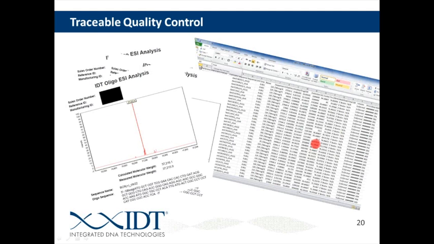Over the years, IDT has developed a reputation for quality, reliability, and speed. This is no different with xGen lockdown probes. With our 100% QC, we provide you with mass spec traces for each and every single probe that we synthesize. An example of mass spec information is shown in the left graphic over here. And then we also provide OD measurements for each and every probe that we synthesize, available as an Excel spreadsheet that you can download once you purchase your product. That's shown over here in the screenshot.